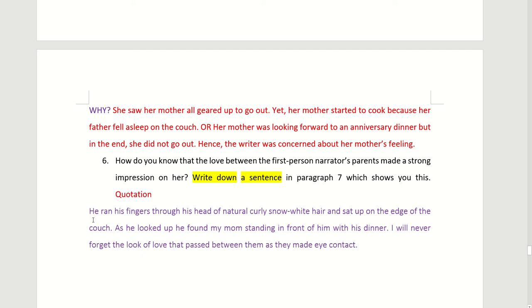So is it the first line? Made a strong impression? No. Is it the second line? No. Is it the sentence? Yes, because it's talking about "I will never forget the look of love that passed between them as they made eye contact." So, for this question, how do you do it?